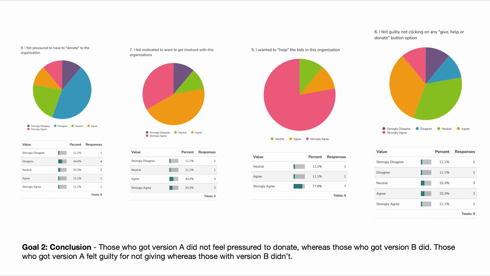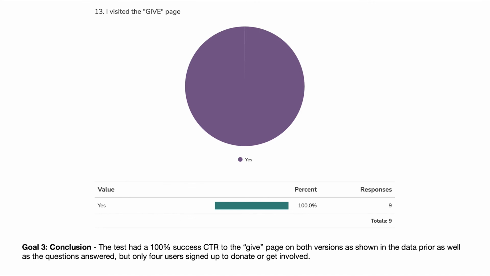And finally, goal 3, the conclusion was that the test had a 100% CTR to the give page on both versions, as shown in the data prior, as well as the questions answered, but only 4 users signed up to actually donate or get involved. And out of those 4 users, they all had the version A of the website.